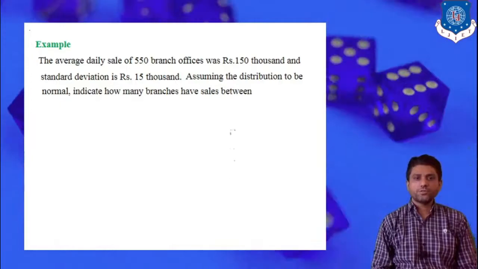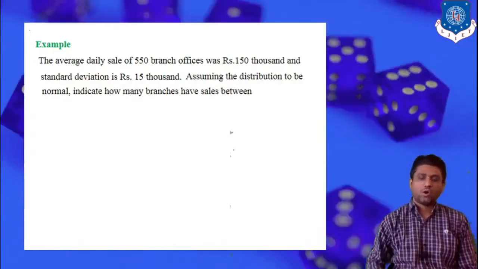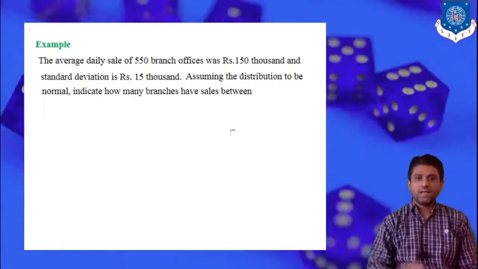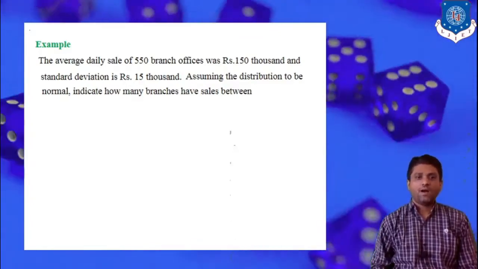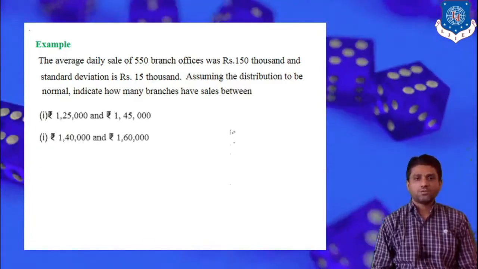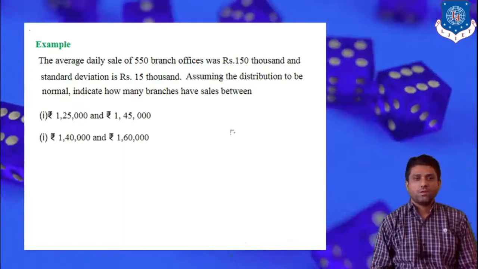Assume the distribution to be normal. So the question suggests that the sales given by this office follow the normal distribution. Indicate how many branches have sales between the first option, say rupees 1,25,000, and the second one, 1,45,000.